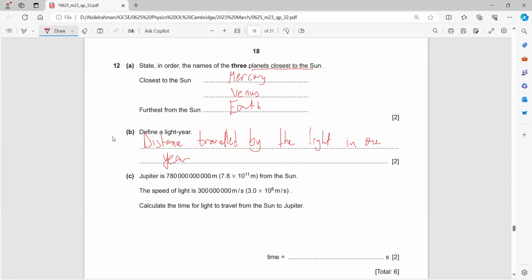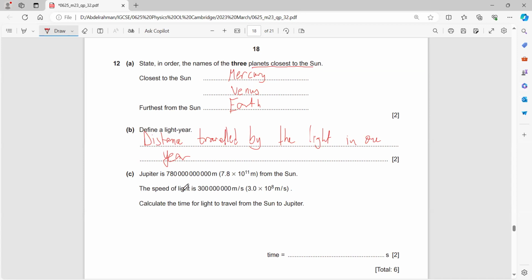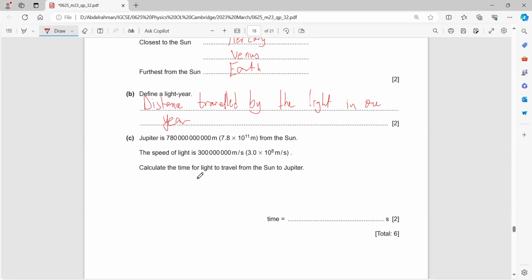Jupiter is 780 million meters away from the sun. The speed of light is 300 million meters per second. Calculate the time. It's very easy. I just have huge numbers. But again, it's very easy. Speed equals distance over time. We know the triangle. To find the time, what do we do? Time equals distance over speed.